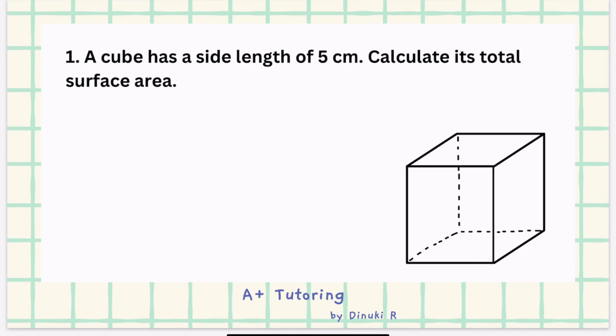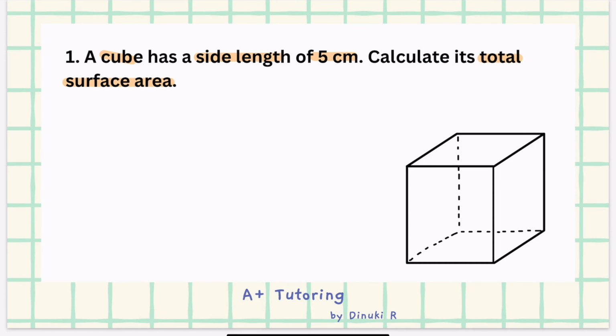Okay, now that you've had a chance to read through the question, let's go through it and find what the key pieces of information are. A cube has a side length of 5 centimeters. Calculate its total surface area.